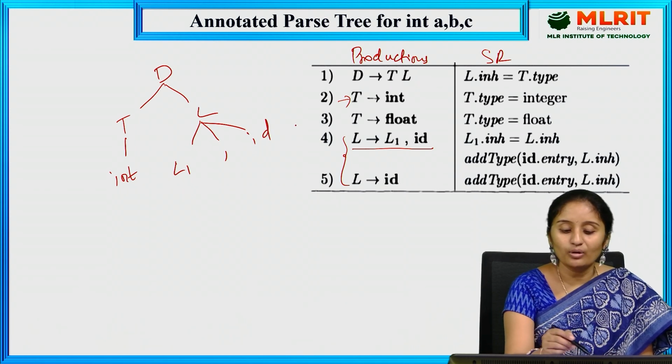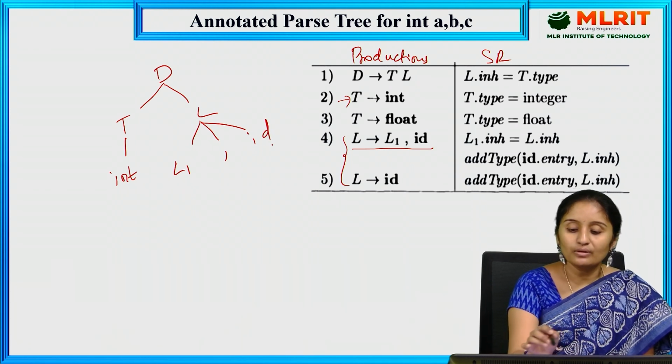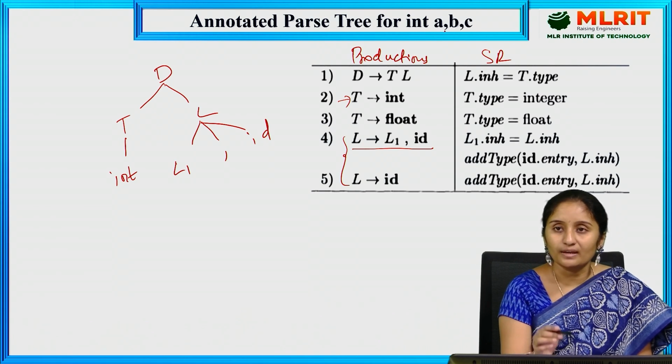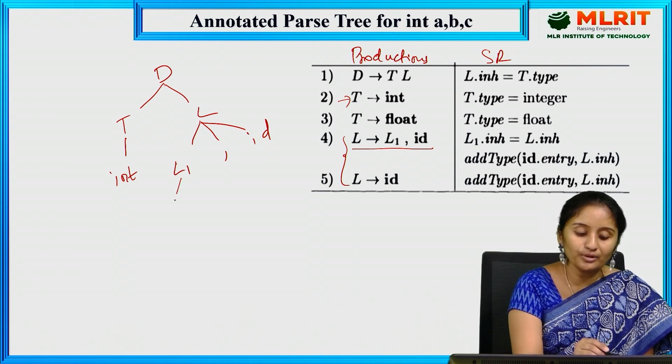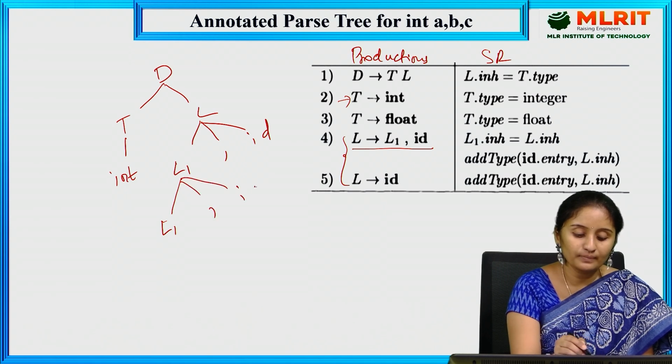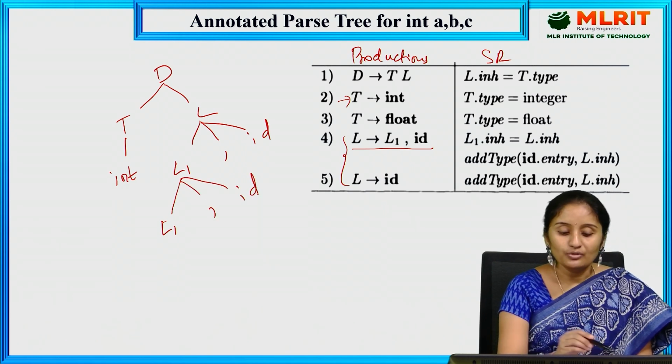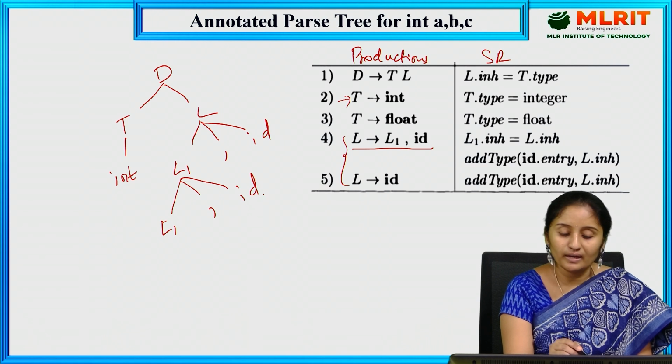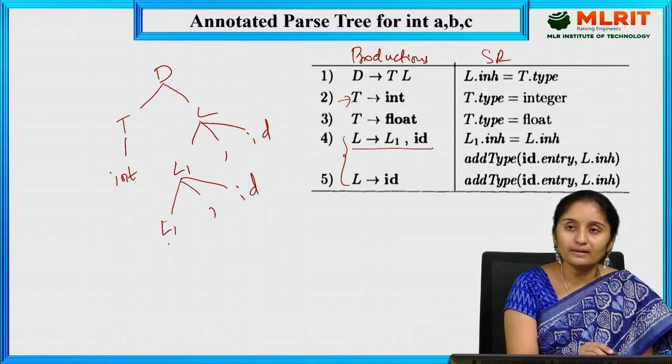One ID I got, so one identifier C is completed. Next I am left with two variables, A and B. So again I am going to reduce this with L1 comma ID. So one identifier C I got, one identifier B I got. Next I can reduce this L1.